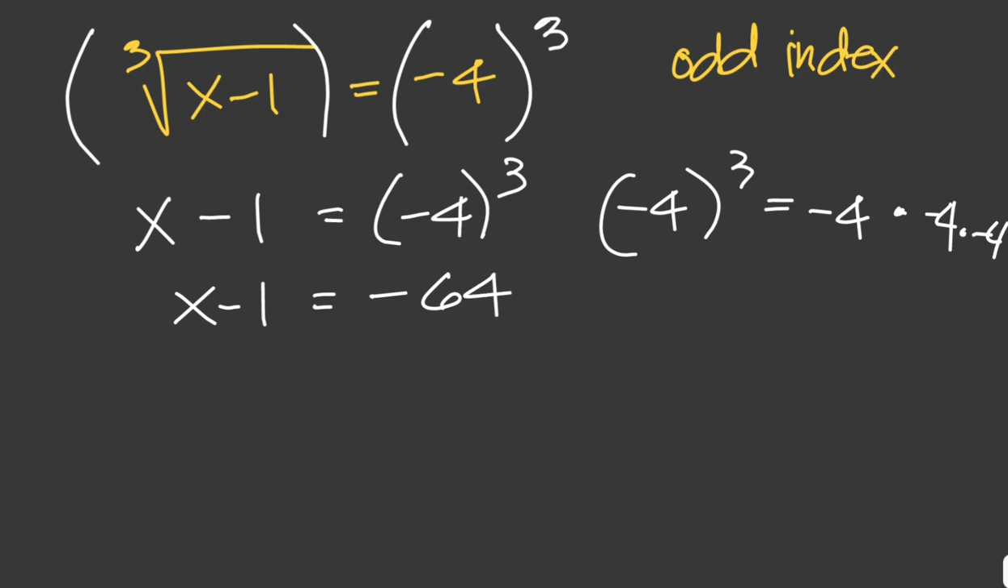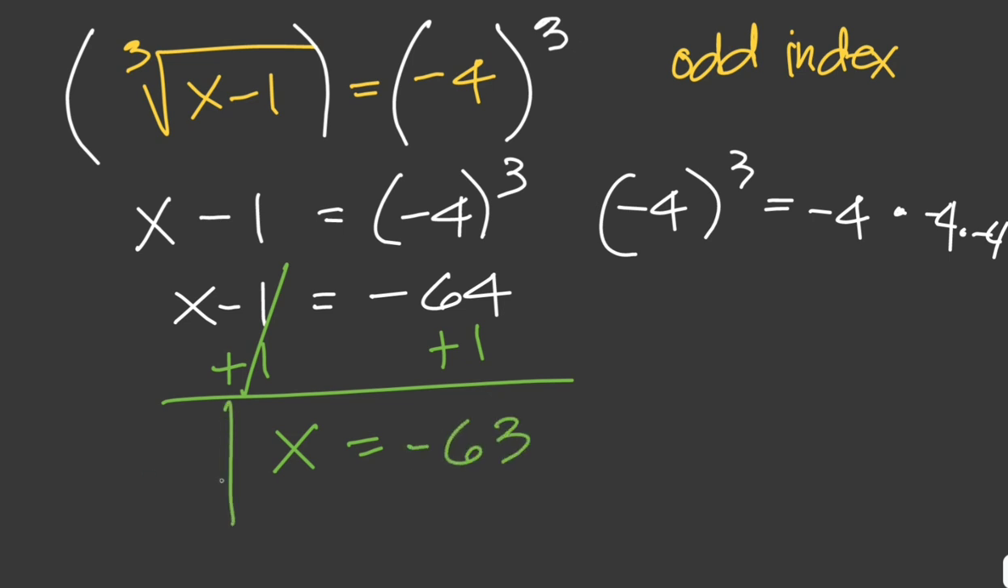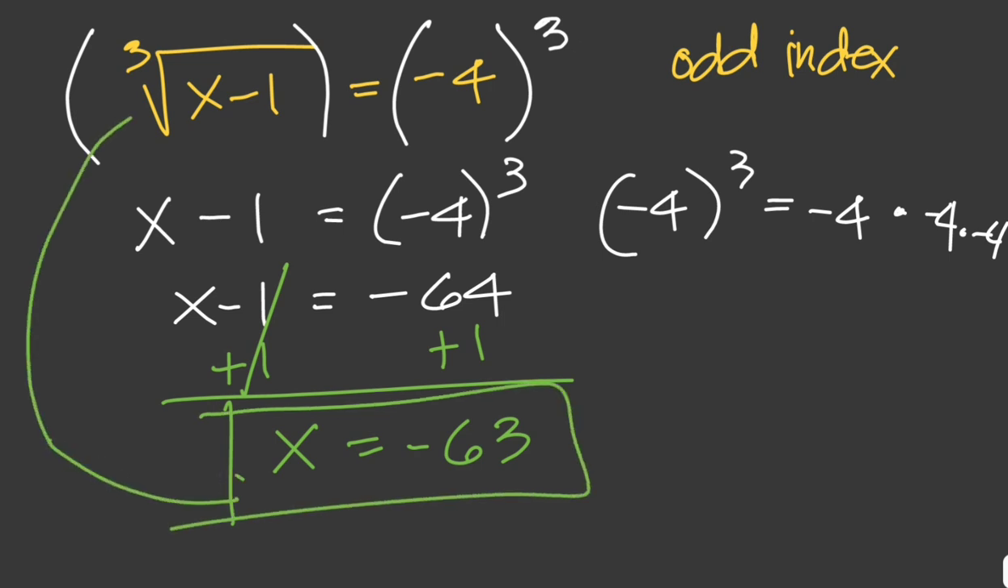Then we further simplify this by adding 1 to both sides to solve for the value of x. Then we have negative 64 plus 1. This would give us negative 63. Therefore, the solution to this problem is negative 63.